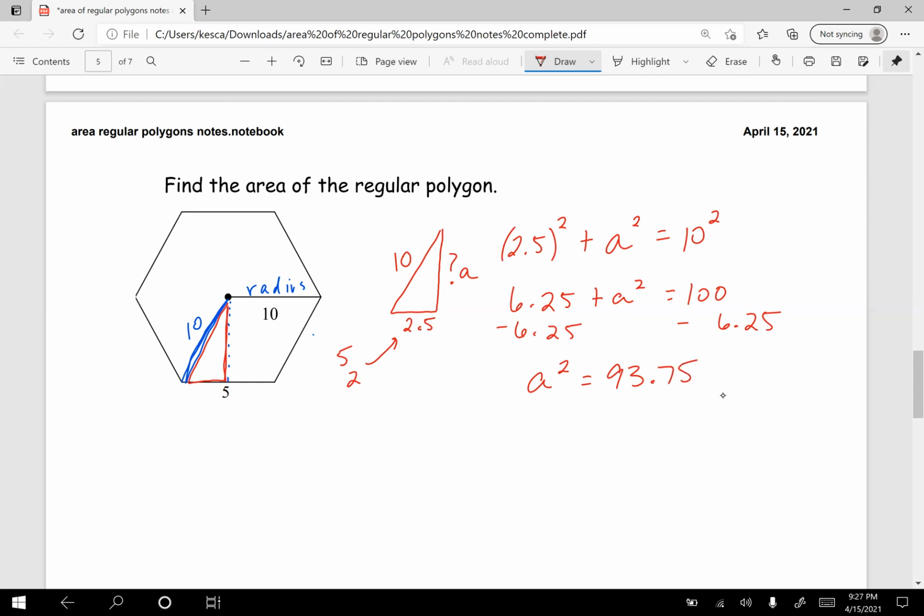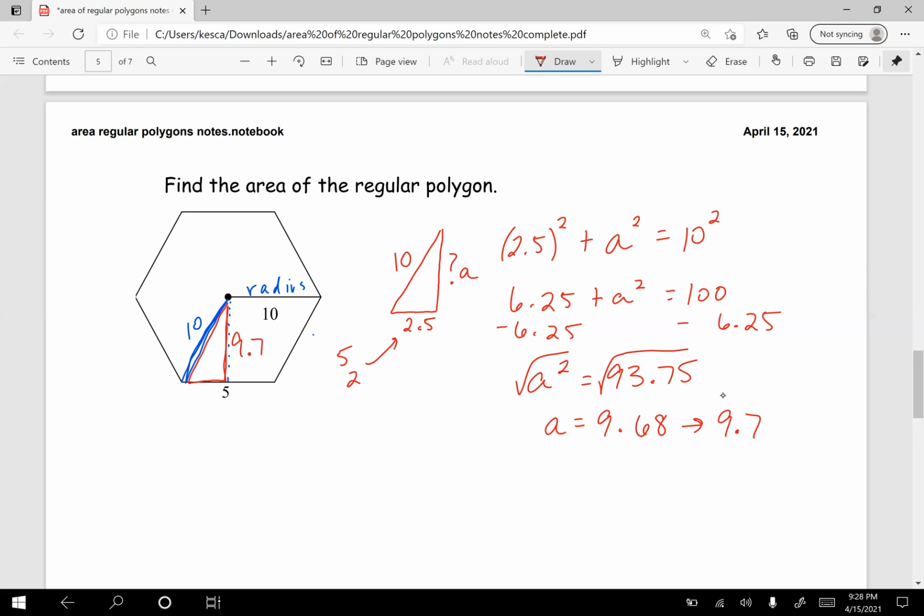Okay, and now we don't want A squared, we just want A, so we have to take the square root. So I'm going to do the square root of 93.75, which is going to be 9.68. But typically you can round these to the nearest tenth or so, so about 9.7. All right, 9.7. So we're going to go with 9.7 there.